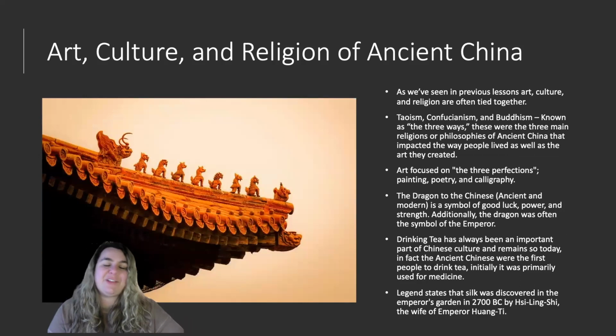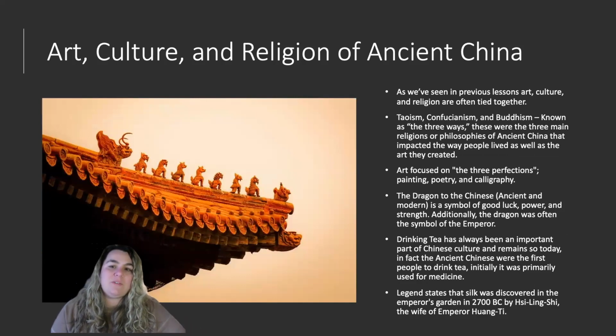All right, now the fun stuff. Art, culture, and religion of ancient China. So, as we've seen in previous lessons, art, culture, and religion are often tied together when we look at these civilizations. And this will continue as we look at other civilizations and then later on in countries and so forth. This is a common thing that ties and influences all of these things.